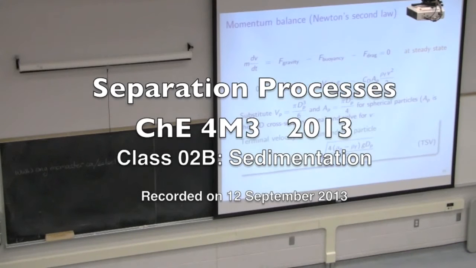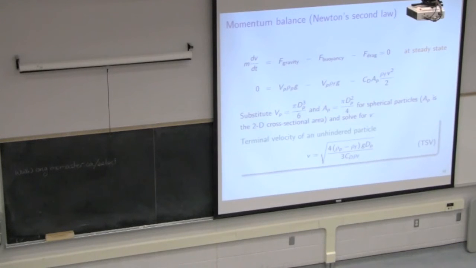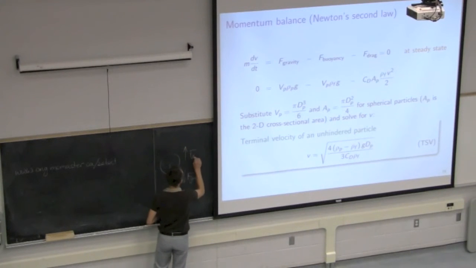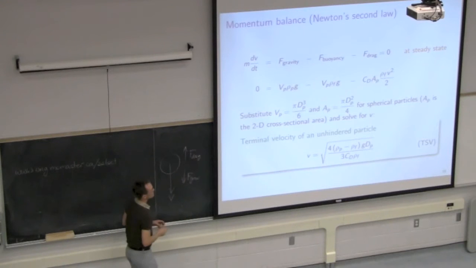Last class, we were looking at balances on a particle. We had ended off the class by looking at a problem where we were calculating the settling velocity of this particle. There's a velocity downwards of that particle, and it's the net result of three forces acting on it. We have a gravitational force going down in that direction. We have a drag force in the opposite direction.